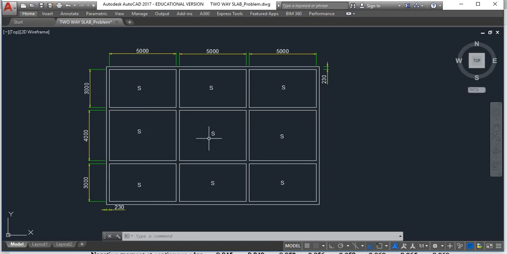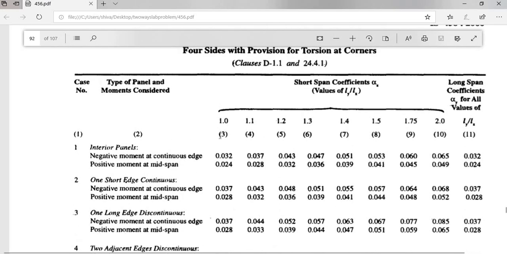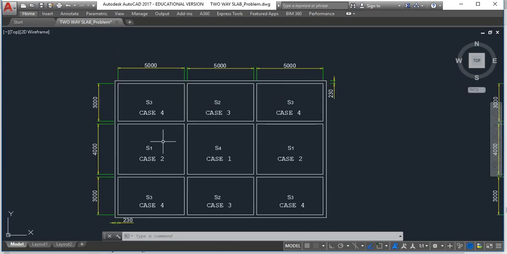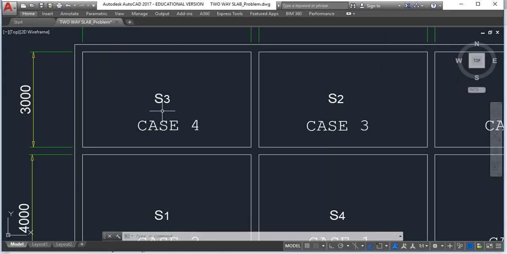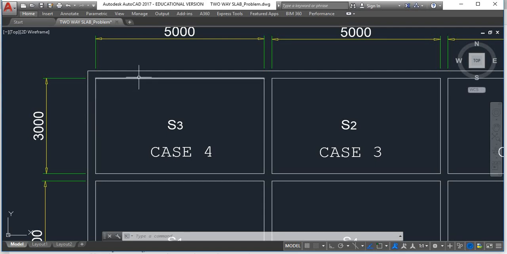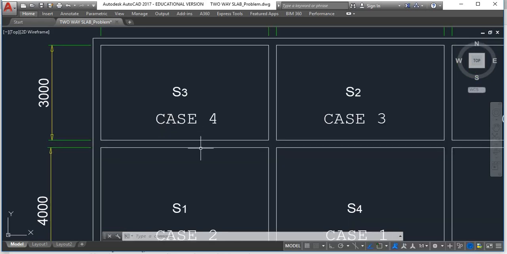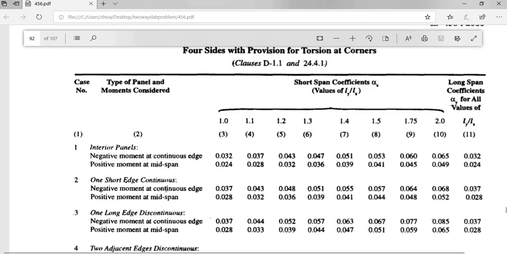Now this slab system has continuity at some edges and discontinuity at some edges. We will have to classify these slabs based on the conditions given in IS 456, in Table number 26. I have already classified them and grouped them as per their end condition. If you check this slab panel S3, it has two adjacent edges discontinuous and two adjacent edges continuous. Now where this falls we'll have to see. As I have written here, this belongs to case 4. We'll read what case 4 says.